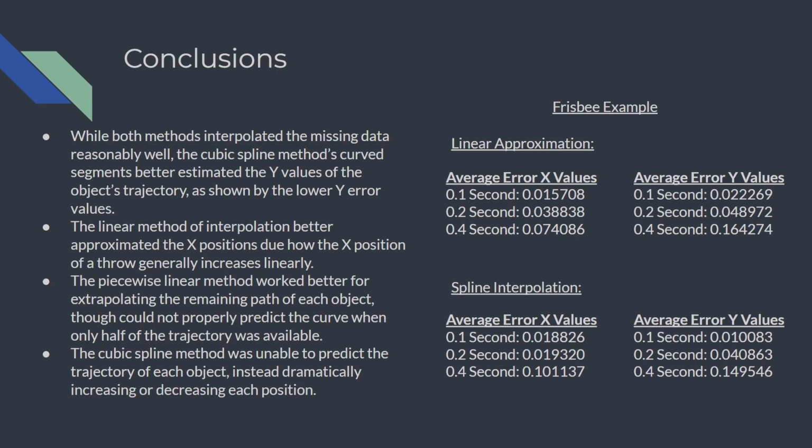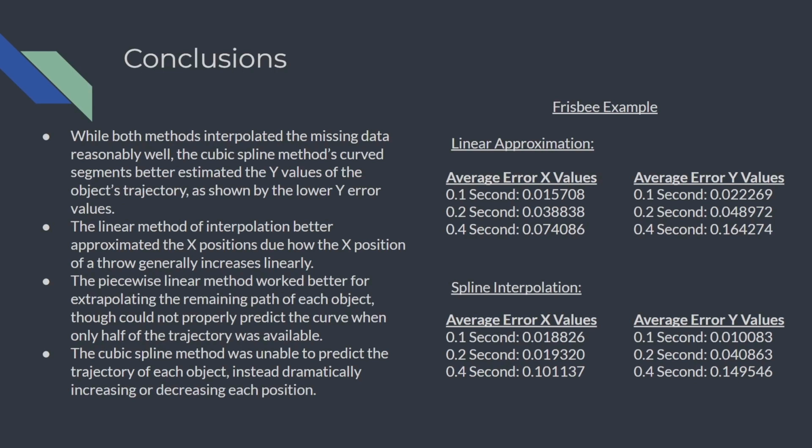It was also found that the linear method of interpolation was better approximating the x positions due to how the x position of a throw generally increases linearly already. This can be seen with the Frisbee. For the 0.2 seconds, the error value is smaller for the spline, but generally speaking, the error is actually lower when using linear approximation, again due to the linear progression of x values. And for the football, this wasn't observed as much, but this is due to the initial curve of the x positions for the football trajectory.